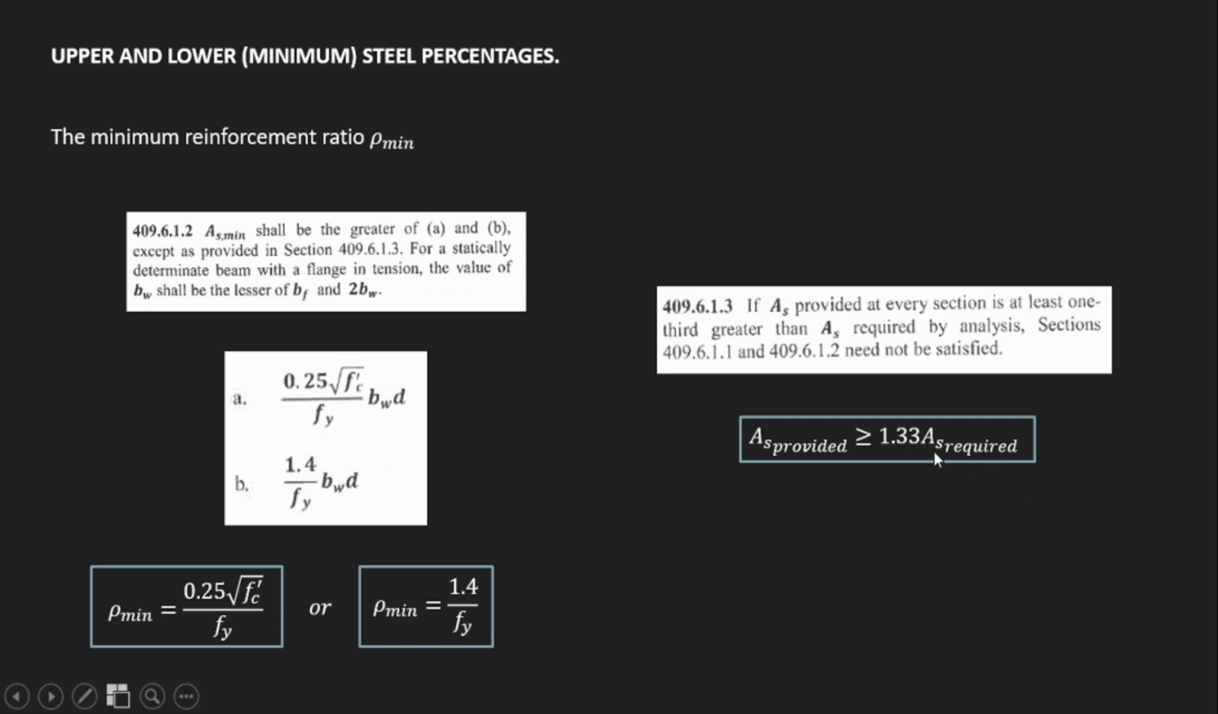For example, we computed A_s required as 4.3 bars. We do not have 0.3 of a bar. So what we do is make our A_s provided 6 bars or 5 bars. Once we provide that, of course, we compute its area. If that is greater than or equal to 1 and 1/3 of A_s required, we forget the formulas A and B. So that is what 409.6.1.3 means.